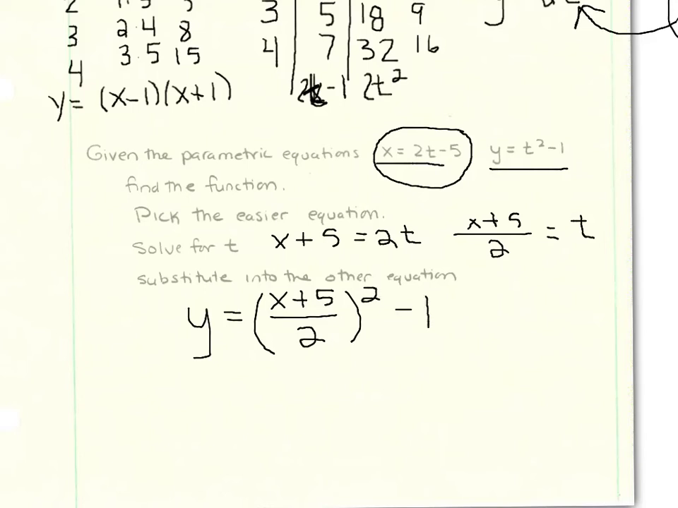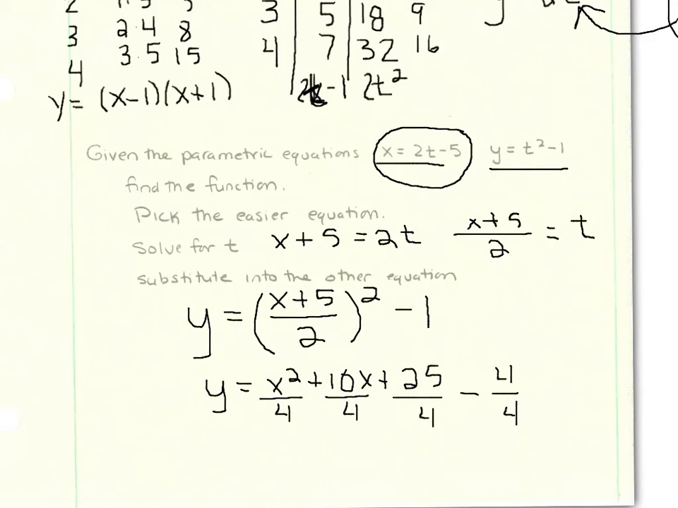Okay, so now I'm going to FOIL out the top. X squared plus 10x plus 25 divided by 4 minus 1. So it's y equals 1/4 x squared plus 2.5x minus 21, or plus 21/4. Really tough equation to figure out in your head, but a pretty easy equation to figure out with algebra and parametrics.